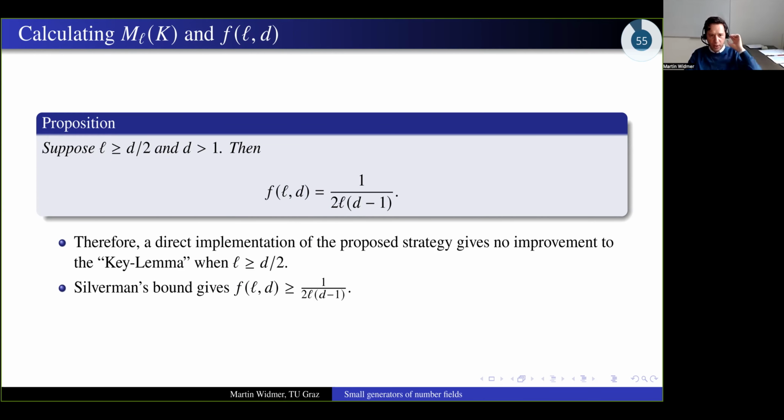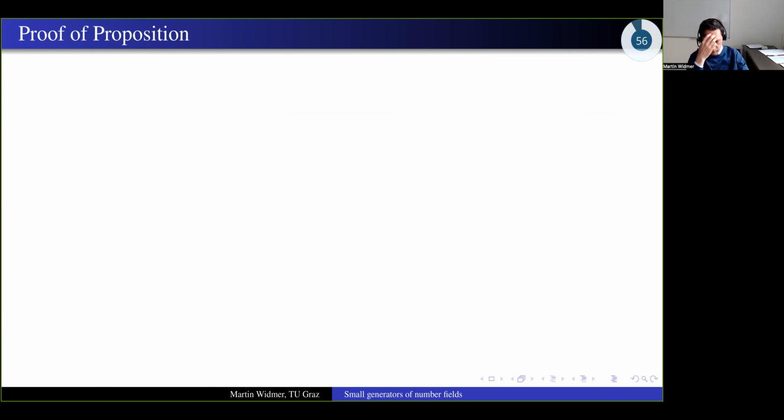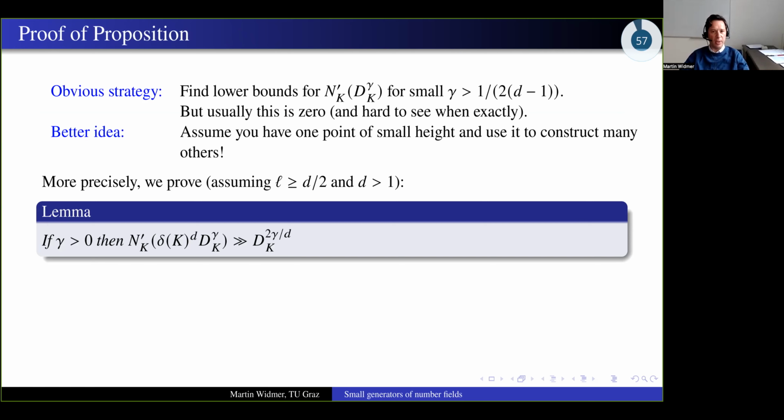All right, so it looks as if a direct implementation of the proposed strategy gives no improvement to the key lemma. And we already know FLD is at least 1 over 2 LD minus 1, so we only have to prove that it's at most 1 over 2 LD minus 1. So how is that done? FLD was defined in terms of this function, this infimum MLK, and MLK was given as an infimum involving the counting function n prime.